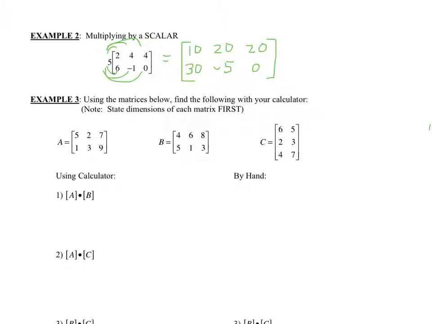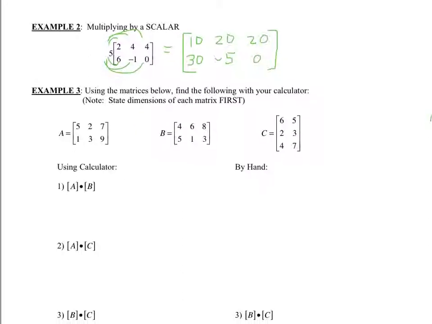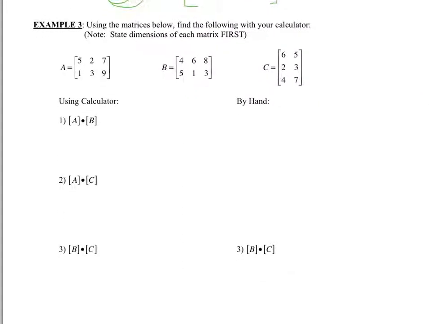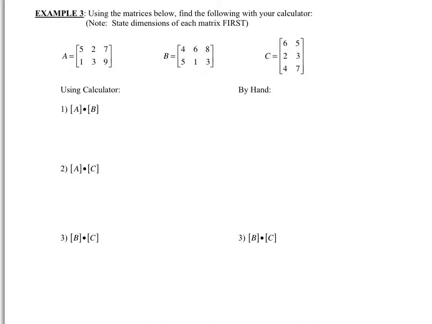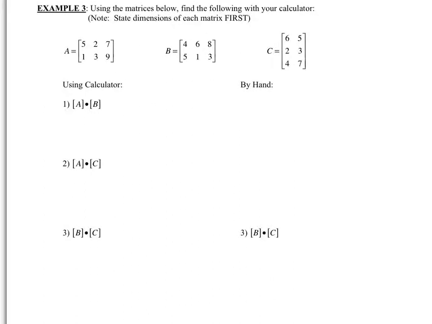All right. Multiplying. Okay? Multiplying is a little trickier than adding and subtracting. Okay? So before we go on to actually multiplying by hand, let's state our dimensions. Okay? So I believe these are the same matrices as the front. Oh, no, they're not. They're a little different. Okay, well, that's fine. Matrix A, we have a 2 by 3. Matrix B, also a 2 by 3. And matrix C is a 3 by 2.